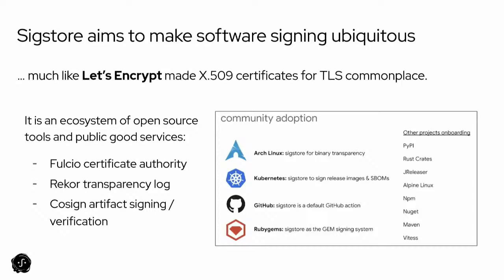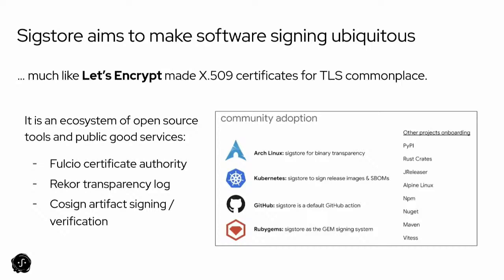So there are many moving pieces involved here, but I'll deep dive into 3 of those components in the next few slides. But as an overview, there are 3 main components. There's Fulcio, which is the certificate authority. There's Rekor, which is the transparency log. And then there's Cosign, which signs and verifies artifacts.